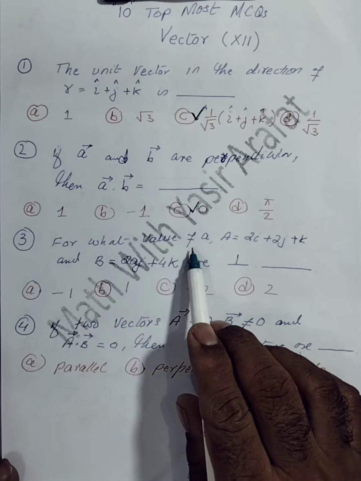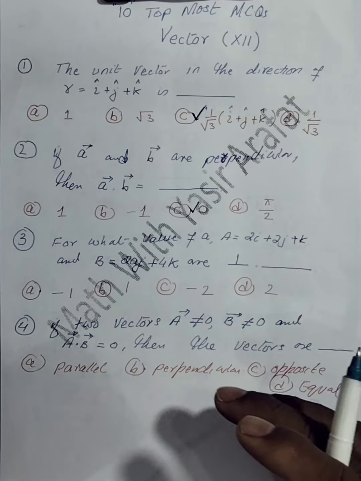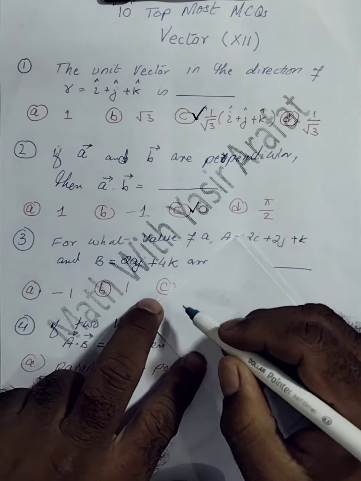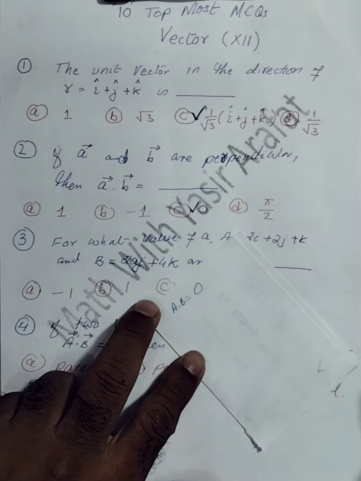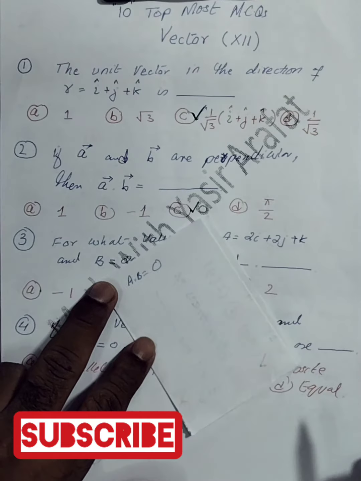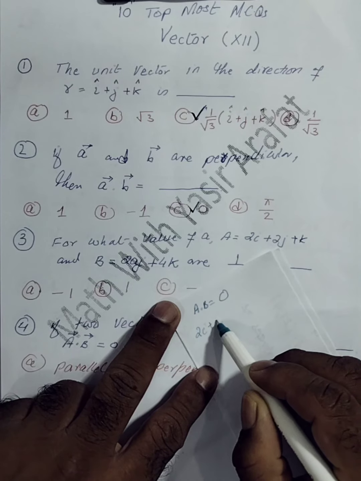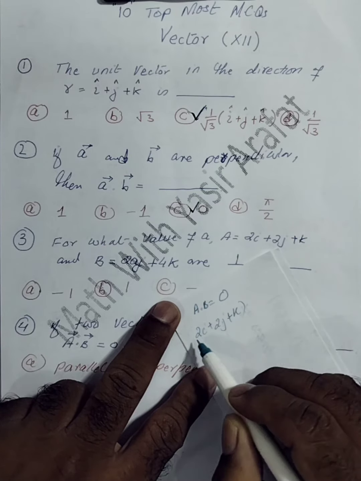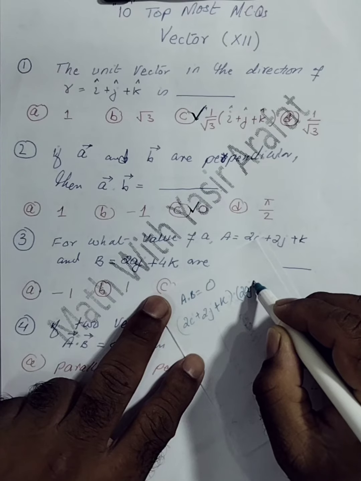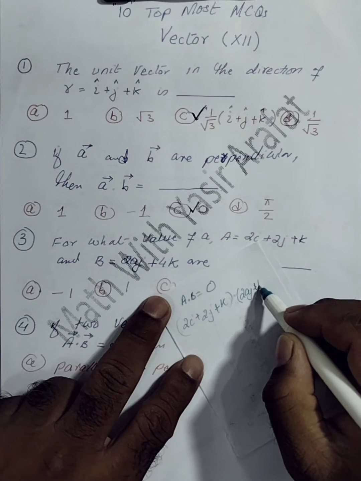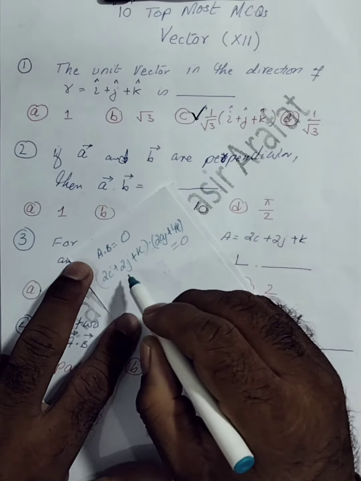The question says, for what value of a are the vectors A and B perpendicular to each other? Dear students, if two vectors are perpendicular, then we have discussed that the dot product between those two vectors will be equal to 0. Here vector A is given as 2i plus 2j plus k, dot vector B as 2aj plus 4k. There is no i component here. So we set it equal to 0 because they are perpendicular.